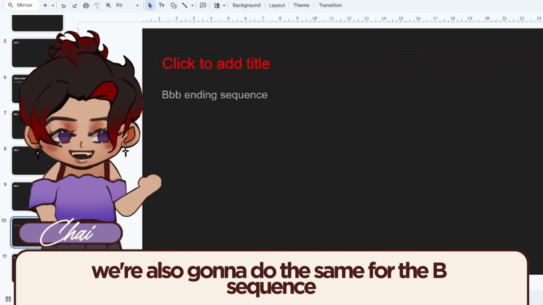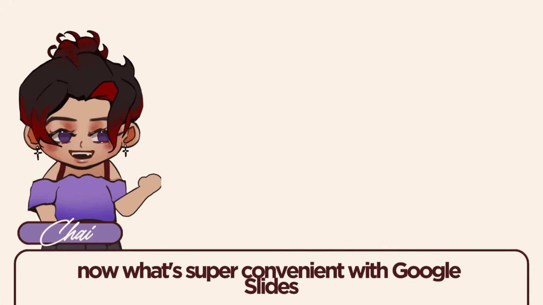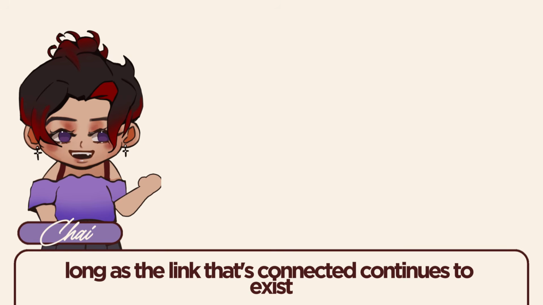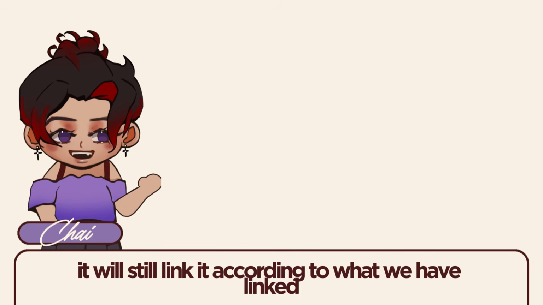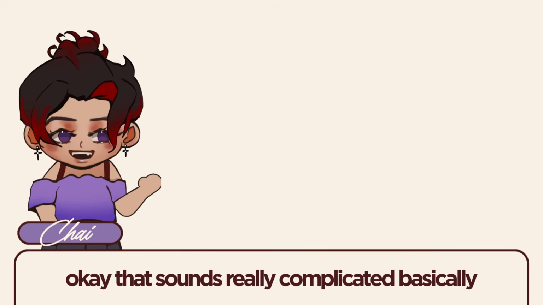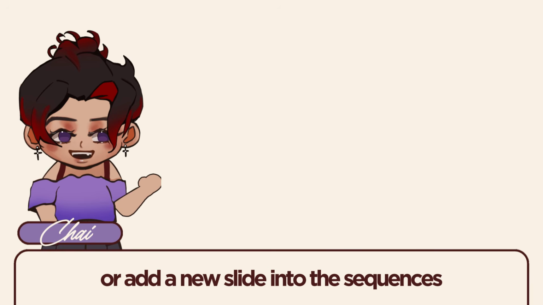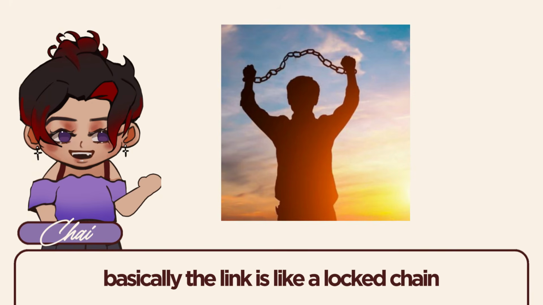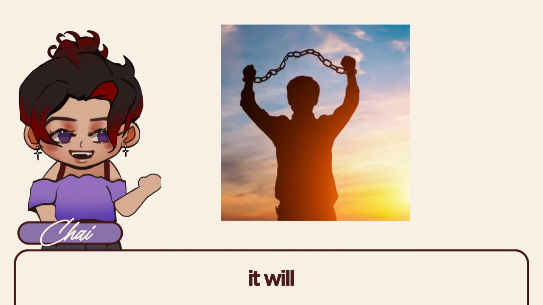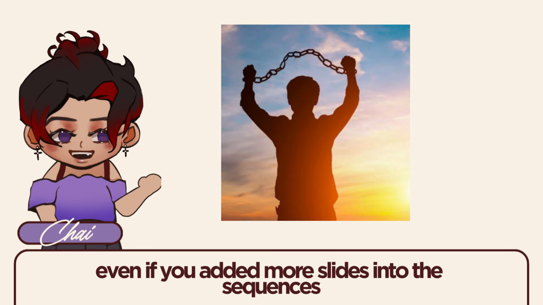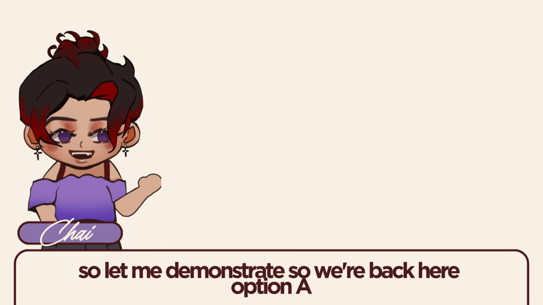We're also going to do the same for the B sequence. Now, what's super convenient with Google Slides is that even if you add more slides, as long as the link that's connected continues to exist, it will still link it according to what we have linked. Okay, that sounds really complicated. Basically, no matter what, even if you delete the slides or add a new slide into the sequences, the links will not change. Basically, the link is like a locked chain. It will continue to link to that slide that you already chose, even if you added more slides into the sequences. So let me demonstrate.